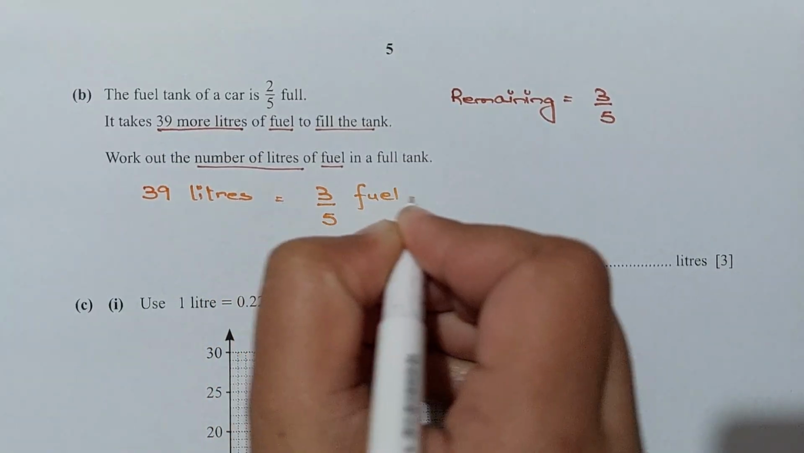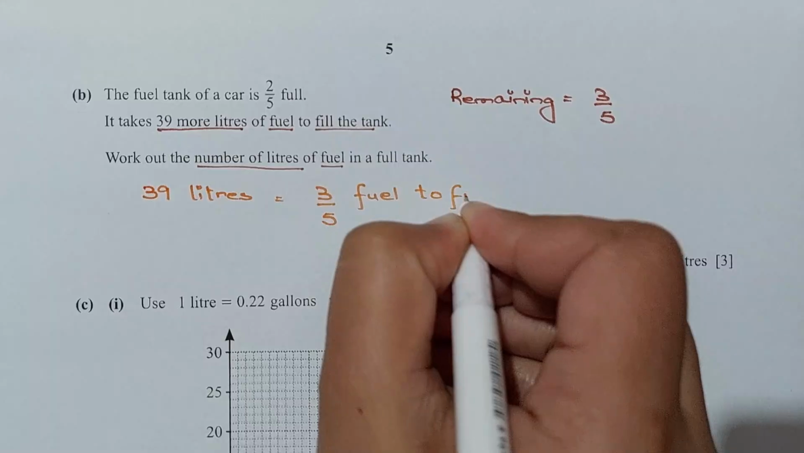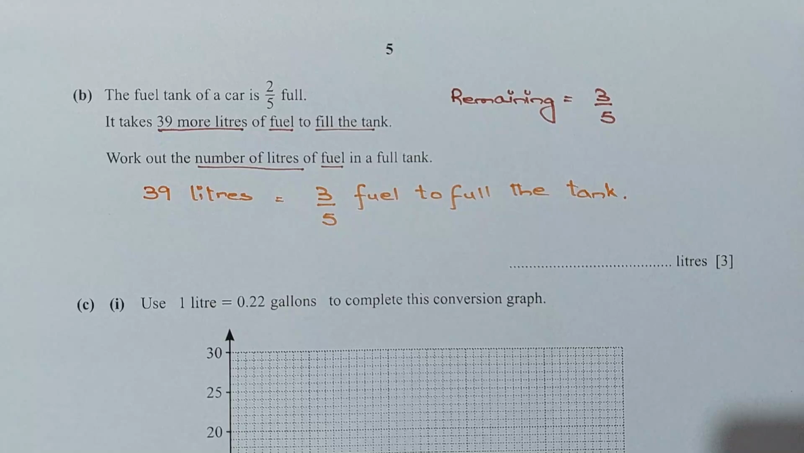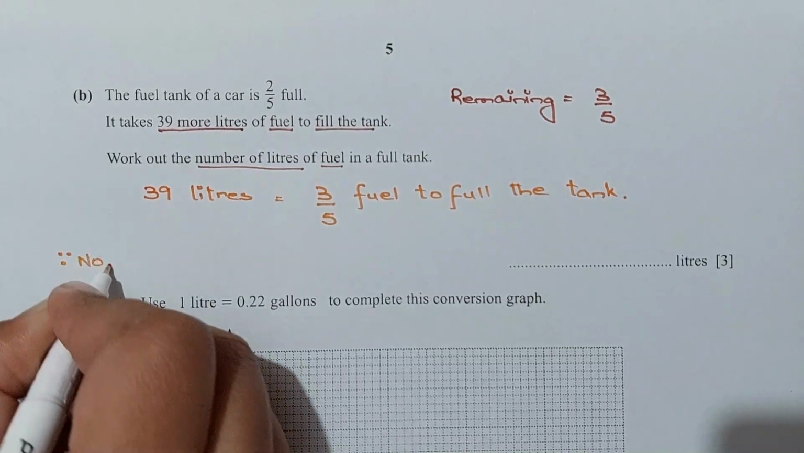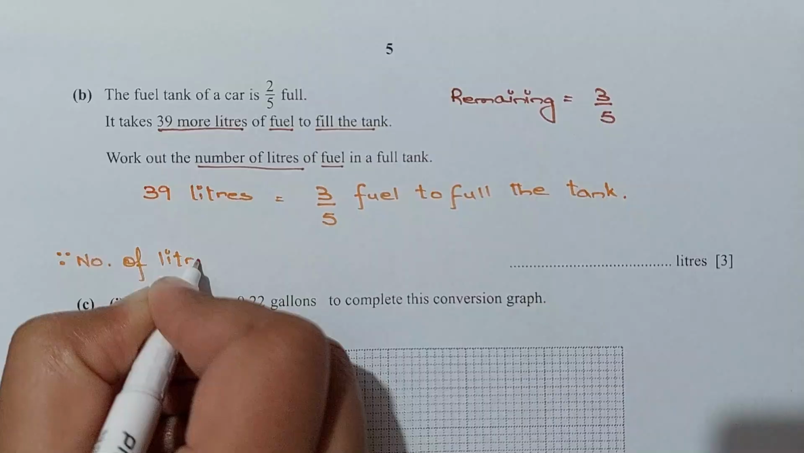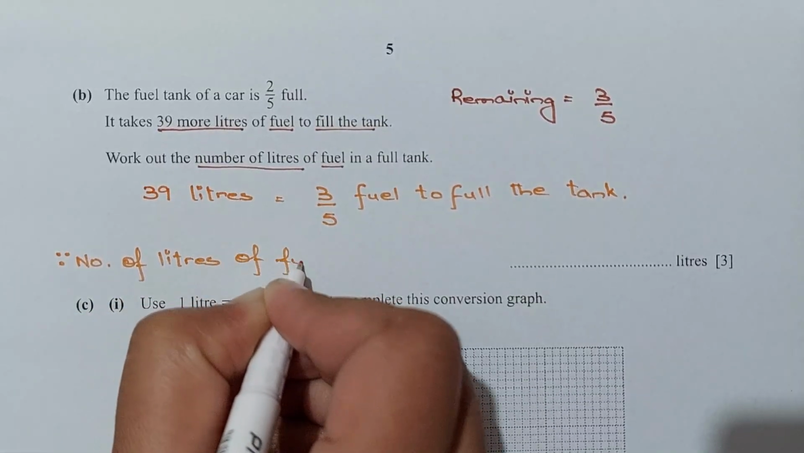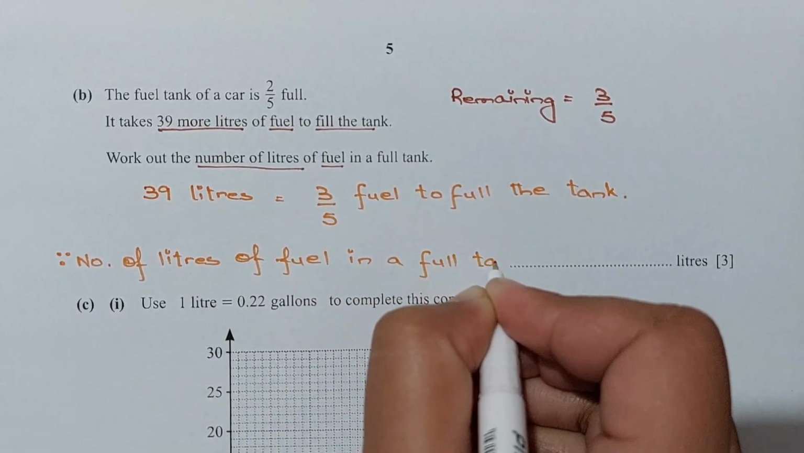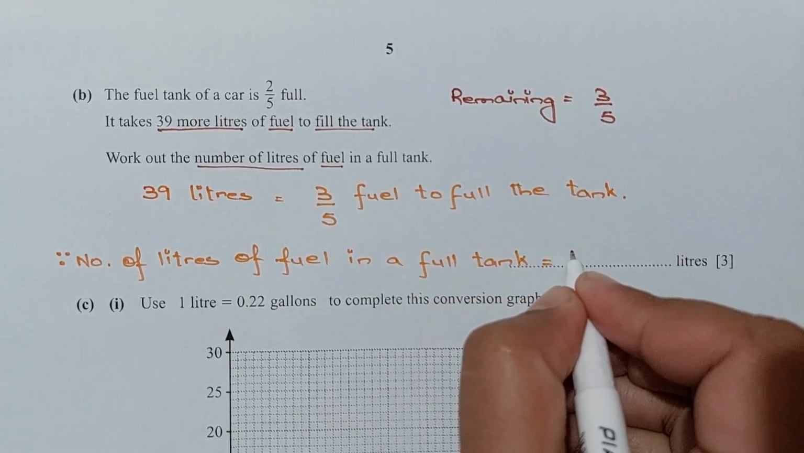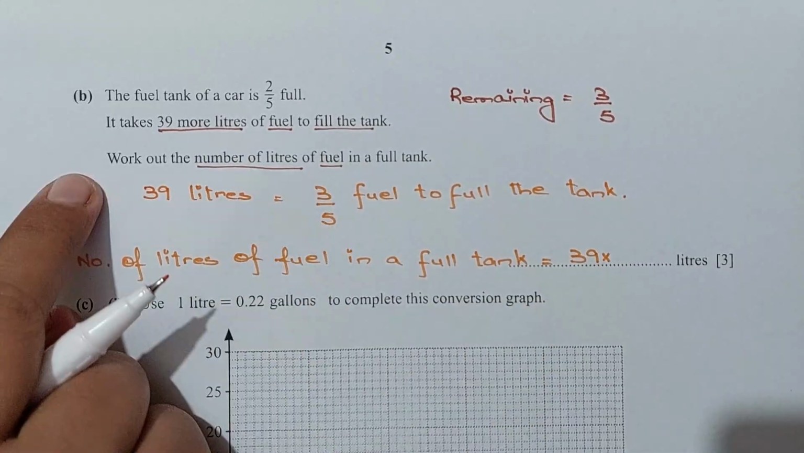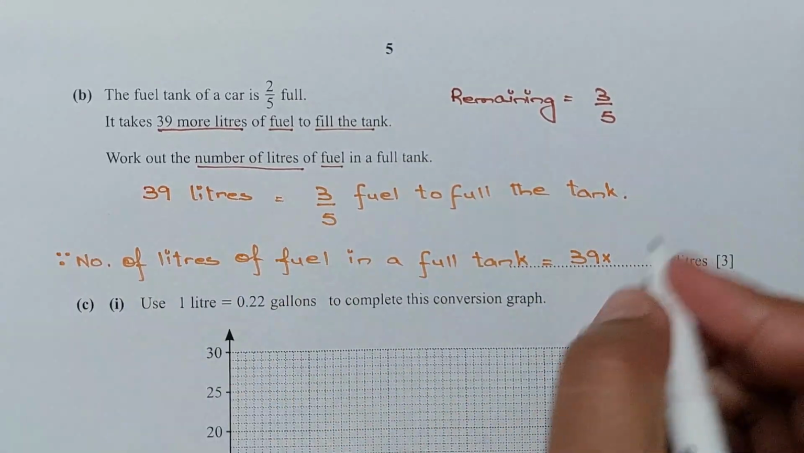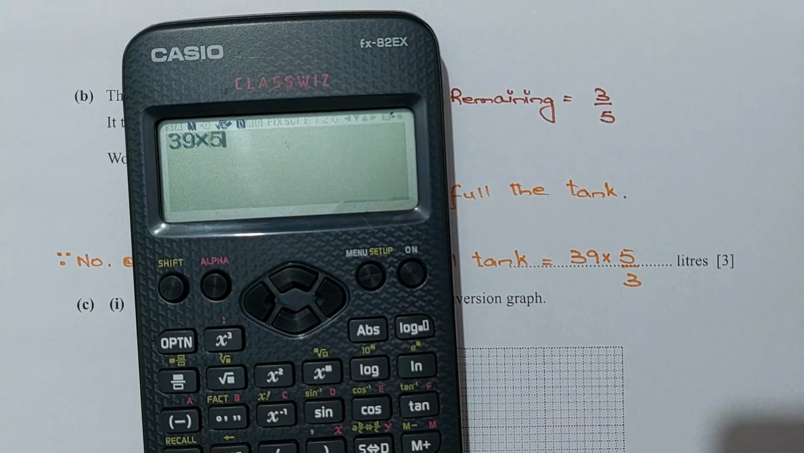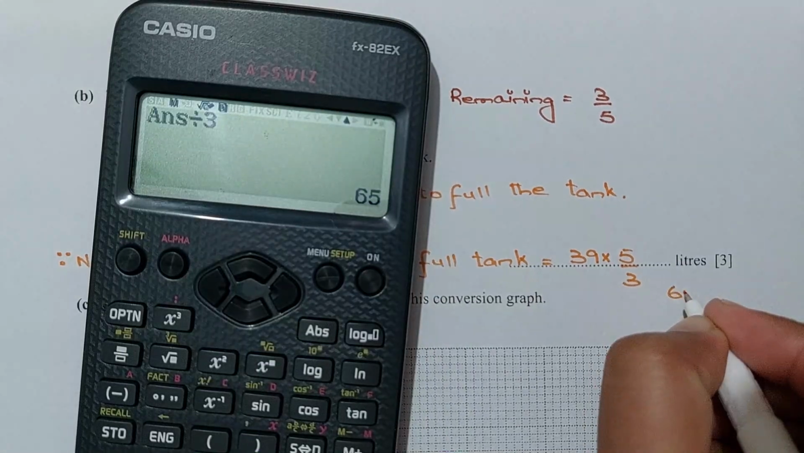Fuel to fill the tank. All right. Okay, so we can say the number of liters of fuel in a full tank. This is 39, we have to multiply. This term is going to be multiplied on the other side. The reciprocal of this term is 5/3. Okay, 39 times 5 divided by 3, which is 65 liters.